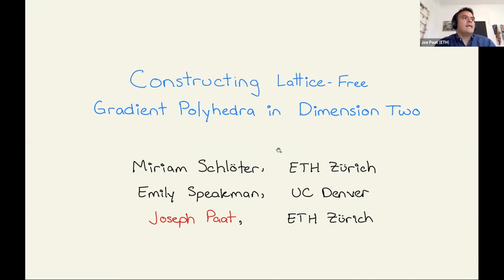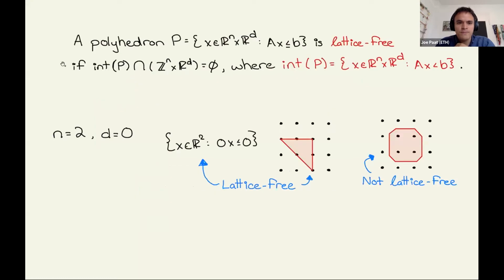And to my knowledge, there's not much work done on actually building these sets. So if you have conceptual questions, it's probably an open question. But anyway, so what is a lattice-free polyhedron? Well, for us, we take a polyhedron P, and we say it's lattice-free if its interior has no lattice points inside.